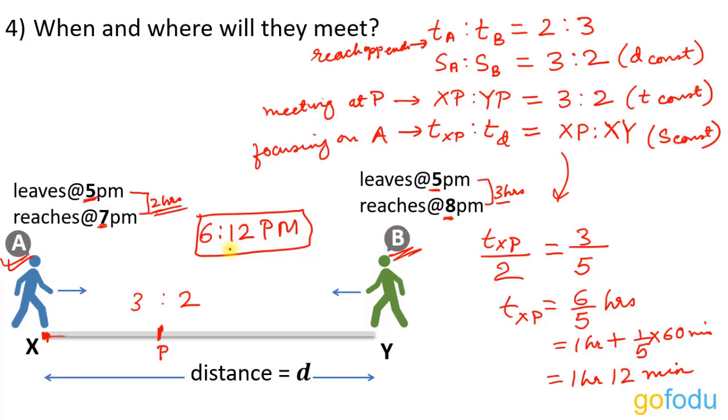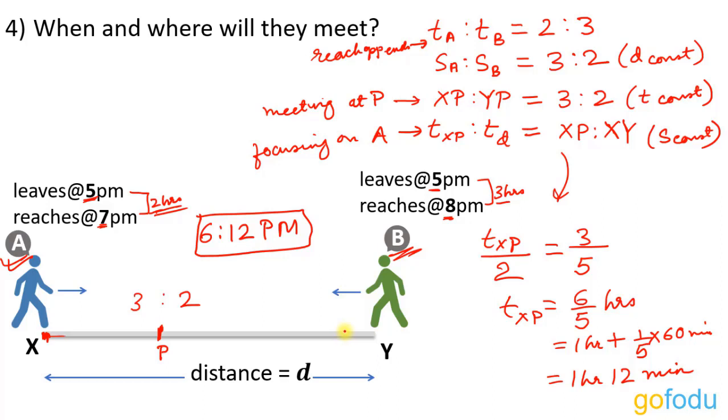Okay. When will they meet? They will meet at 6:12 p.m. And where will they meet? Well, XP is to YP is 3:2. This ratio we know as 3:2. Total distance is d. We can divide distance d in the ratio 3:2 to get the values of XP and YP.